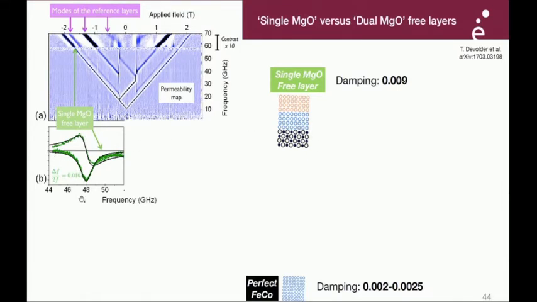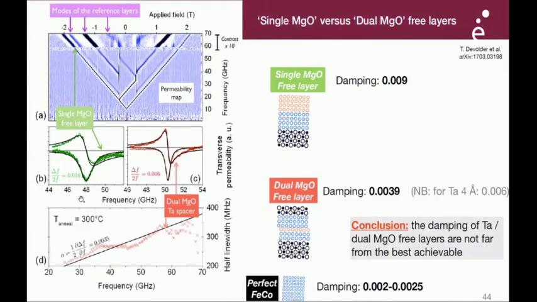So let's compare the damping of these two systems once again by ferromagnetic resonance. Here I'm showing the ferromagnetic resonance of a single MgO free layer, and this is for the dual MgO free layer. And once again you also immediately see that there is a benefit. And if we now plot the line width versus the frequency in this last graph, the slope is the damping, and we are now at a damping that is something like 4×10⁻³, while we were at 9 before. And as you can see, we are now not that far from perfect single crystals.